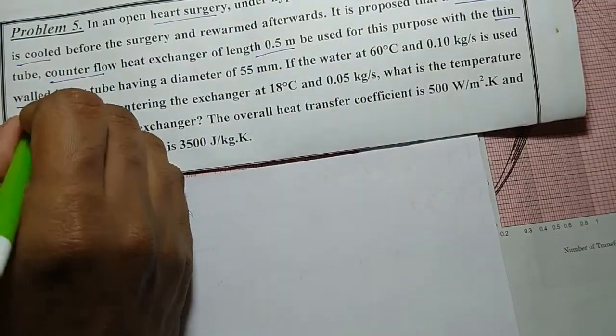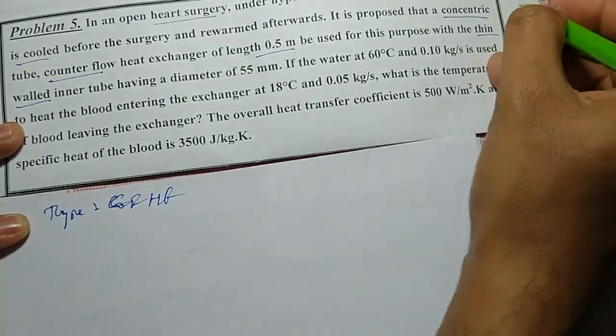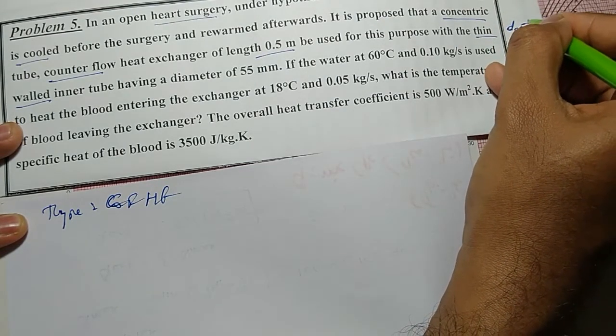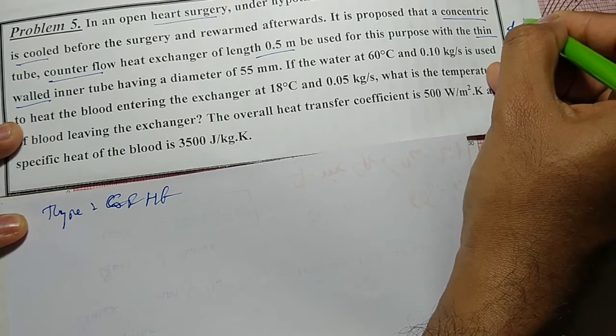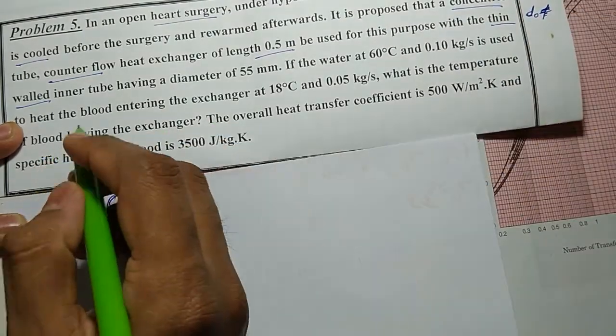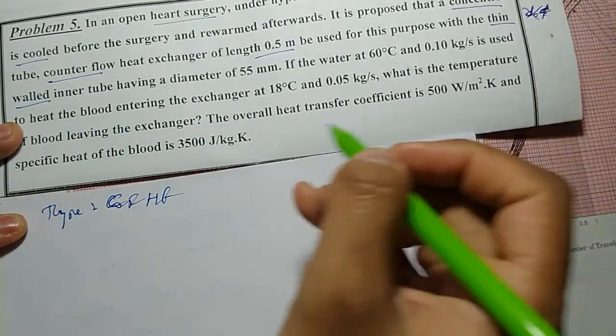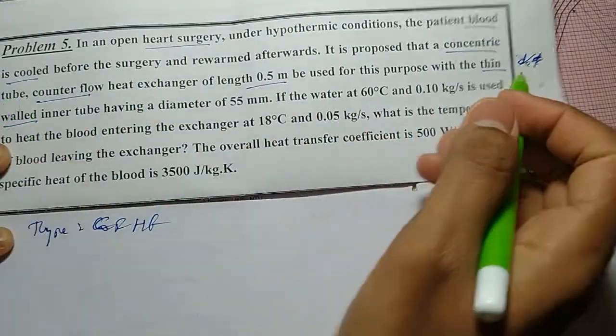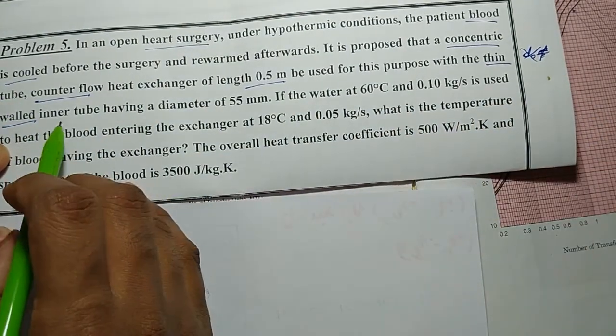The thin walled means this is one of the clues that you cannot consider the D naught value. D naught value is not required. If thin walled is mentioned, thin walled means D naught is not required, not considered.